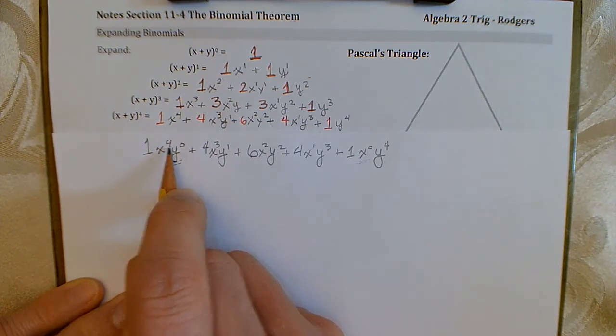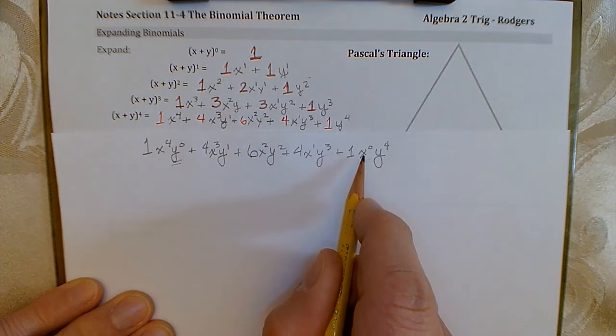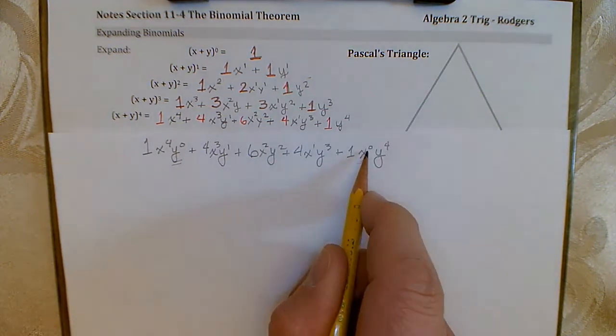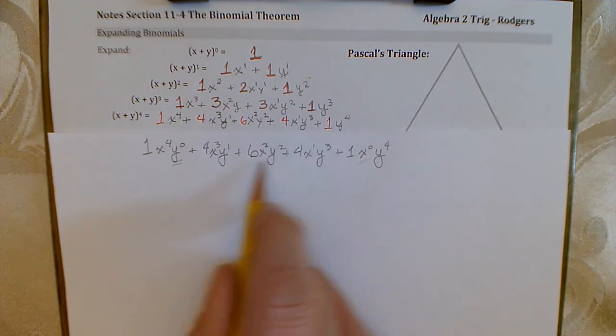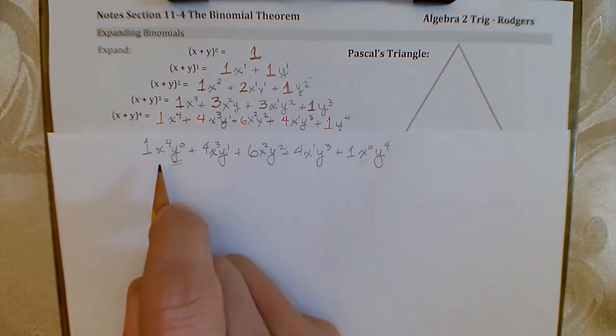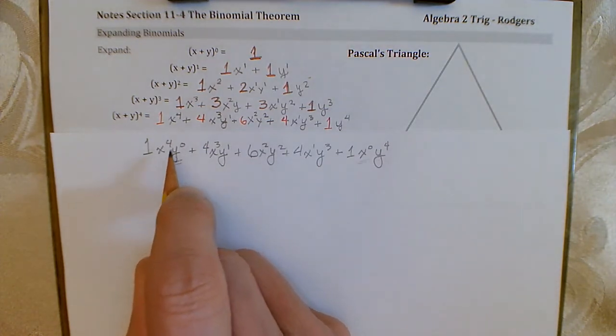So we have x squared, x cubed, x to the second, x to the first, and x to the 0. So that's why I included the 0, so you could just see that pattern. Now the exponents on the y do the exact reverse. They start with 0, which we normally don't write. Again, y to the 0.